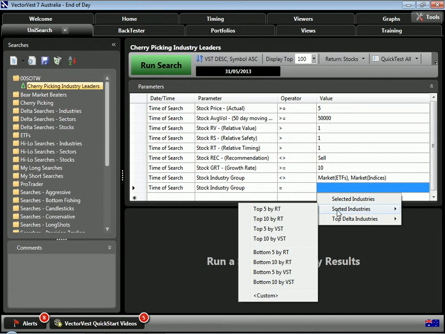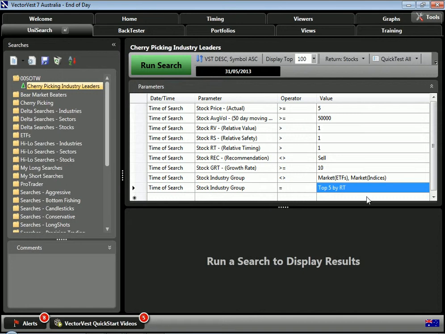I'm going to sort industry groups either by RT or by VST, and I'm going to select the top 5 by RT. Something to think about here is if market ETFs and market indices were both in the top 5 ranking, you'd only select stocks from the top 3 industries because we've asked the search to eliminate those 2 industry groups. So I could, if I wanted to get a little tricky here, make this the top 7 by RT or use the top 10 just to accommodate that kind of situation. And it does happen. Remember, in the viewer that we just looked at, the ETFs were the 4th ranked industry.